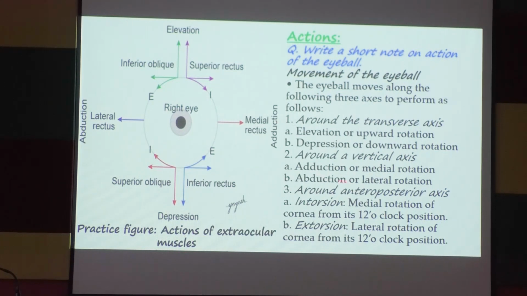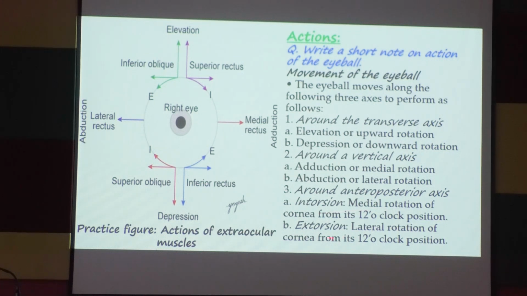So adduction. Adduction means coming to the midline. It is medial rotation of the eye, and abduction is rotation away from the midline. So that is abduction of the eye. And around the anterior posterior axis, passing through the two poles, the anterior and posterior pole, rotation can occur, intorsion or extorsion.